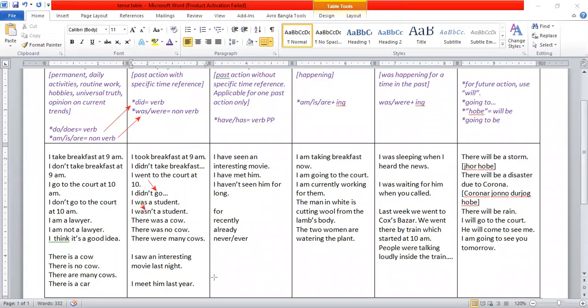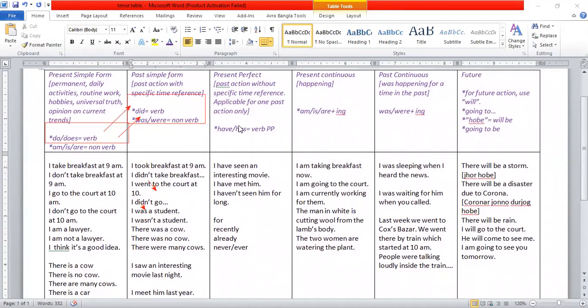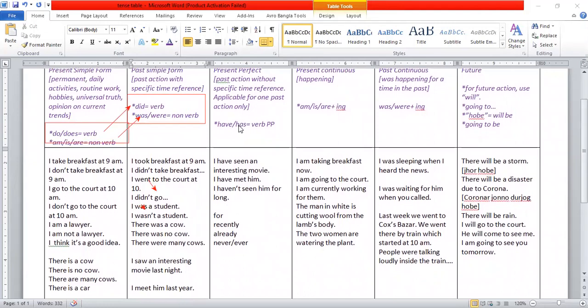So similarly, you can ask question. Were you a student? Did you go to the court? Go is a verb, so did you go to the court? Student is a non-verb, so were you a student? If you remember these tricks, as I said, did, verb; was, were, non-verb; do or does, verb; am, is, non-verb. Okay, right. Then you have past, the next one, present perfect. So let's just keep it this way, present perfect. So this column, this one.